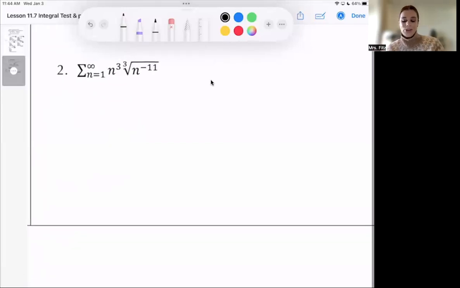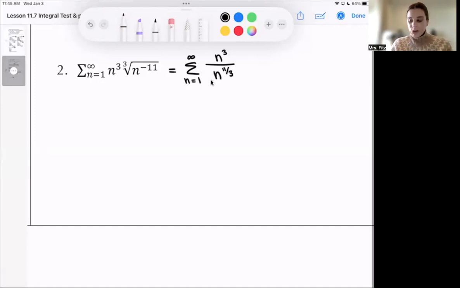Okay, let's take a look at number 2. This one, we're also going to have to do a little creative rewriting. So we have the sum from n equals 1 to infinity of n cubed times the cube root of n to the negative 11th power. Okay, let's rewrite this. N cubed we're going to keep in the numerator because it's a positive exponent. Then I have the cube root of n to the negative 11th power. Let's move that to the denominator so the exponent becomes positive. But remember, cube rooting is the same as raising it to the 1/3 power. So this would be n to the 11 thirds in the denominator.